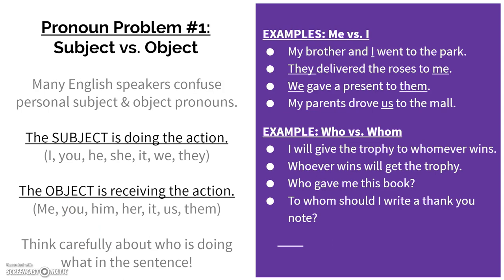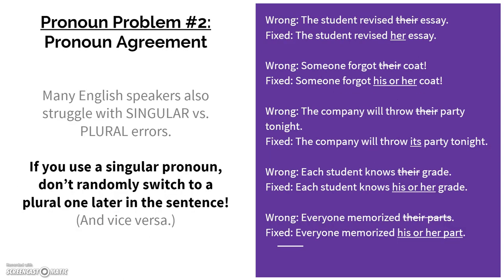Next, let's talk about another common pronoun problem, which is pronoun agreement. A lot of modern-day English speakers mess up singular versus plural pronouns. Here's the big rule. If you are using a singular pronoun, or if you're talking about only one person or only one thing, don't randomly switch to plural pronouns. It makes no sense and only makes you look bad.